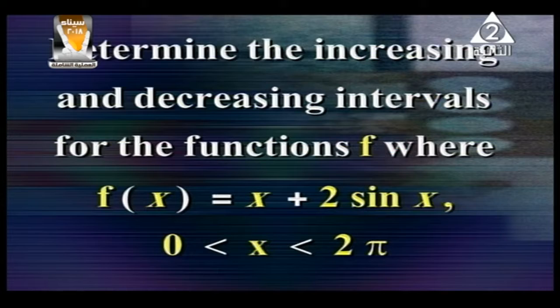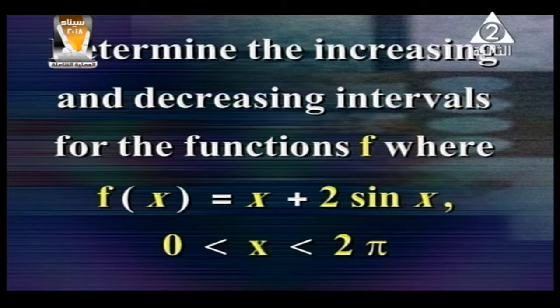What are the steps of the solution? Excellent, student. At the first, we find f dash of x. After that, we put f dash of x equals 0. Then find the value of x which makes f dash equals 0, and investigate the sign of f dash x in all intervals to determine whether the function is decreasing or increasing.